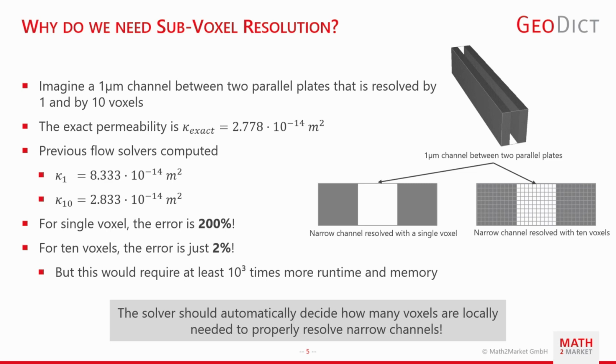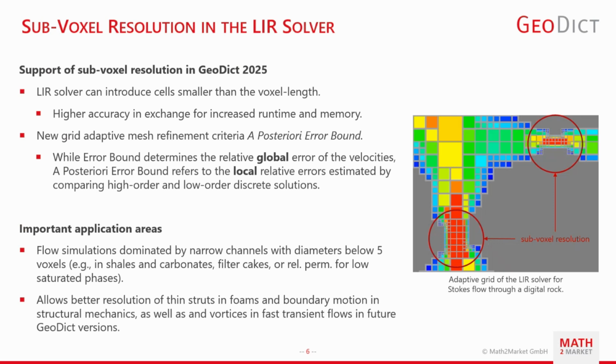But if you now give the solver a structure where the gap is resolved with 10 voxels, the error drops down to 2%. So as you can see, resolution matters for the accuracy, but you need a lot more cells to get high accuracy for this case. But the solver already has an adaptive grid, and the solver should decide by itself where to refine. And this is now possible.